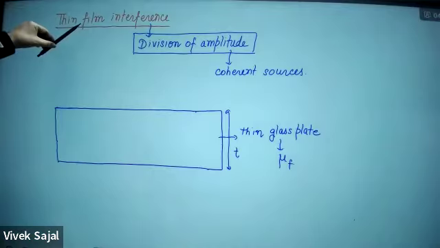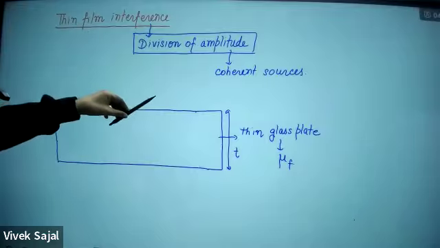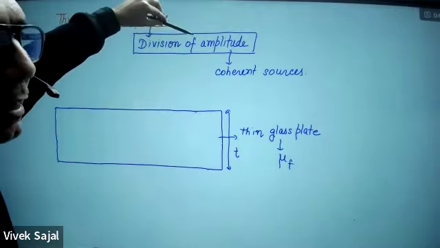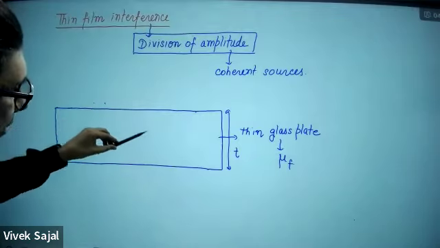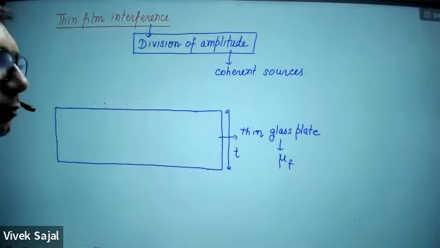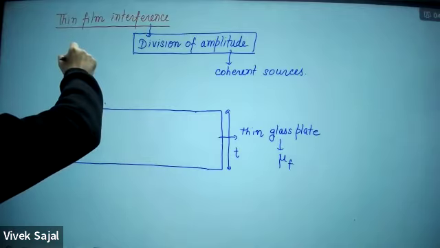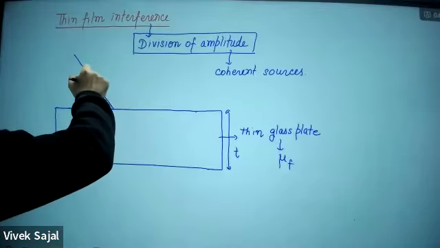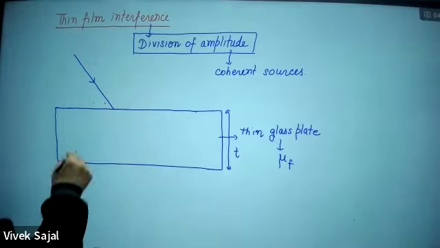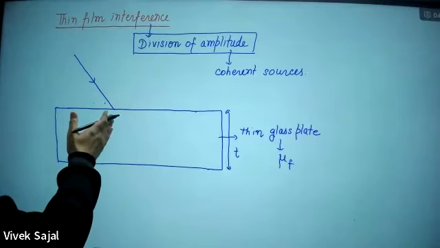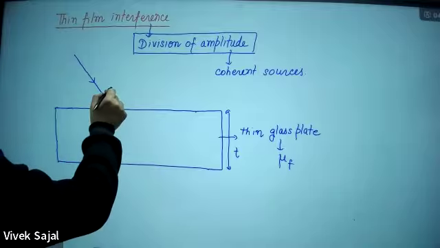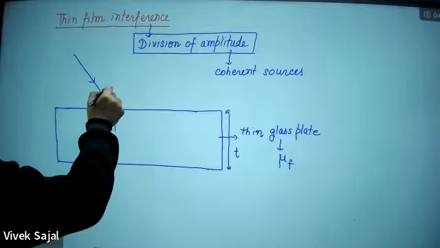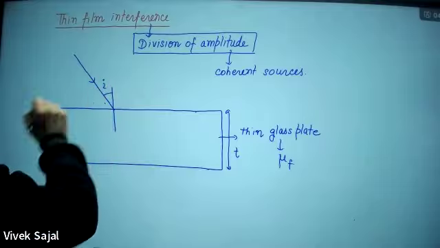A wavefront of light is incident over here. So a part of this wavefront will be reflected back, and a part of the wavefront will be transmitted into the glass plate. The direction in which the wavefront is propagating is this one. It is incident obliquely on this thin film. So I draw a normal over here. This is a normal, and this is called the angle of incidence.